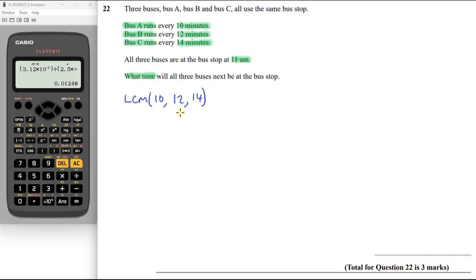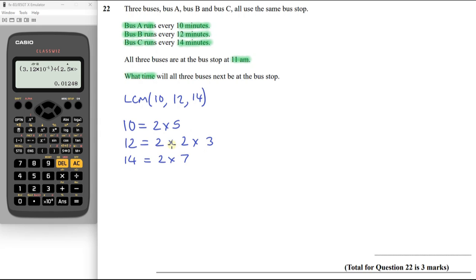For this question, I'm going to use prime factorization. So I'm going to write each of these numbers as the products of their prime factors. If we start with 10, well, 10's nice and easy. That's just 2 times 5. 12, well, 12 is 2 times 6, but we can write 6 as 2 times 3. So it's going to be 2 times 2 times 3. This is 12. And then finally 14, that's going to be 2 times 7.